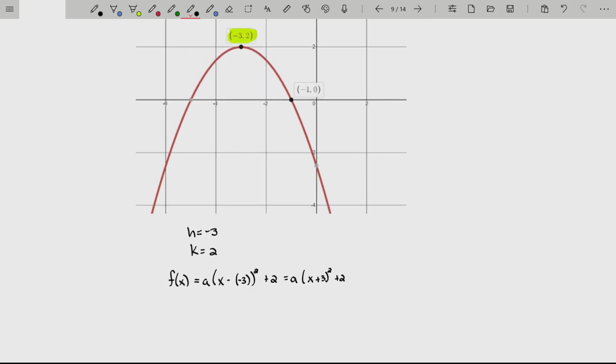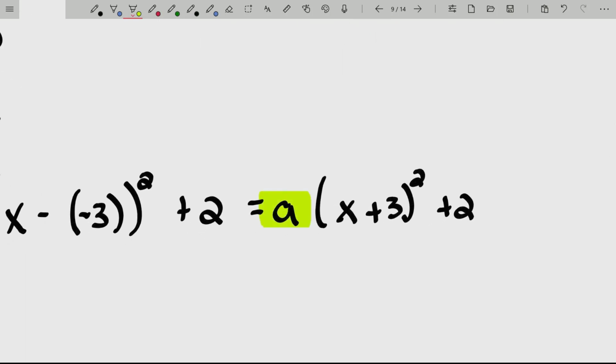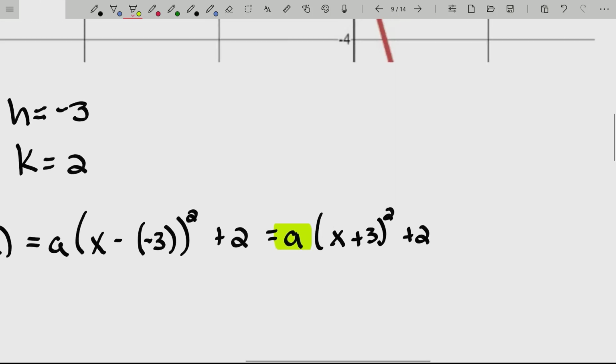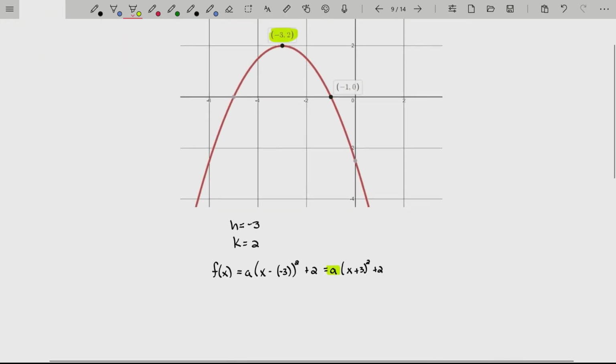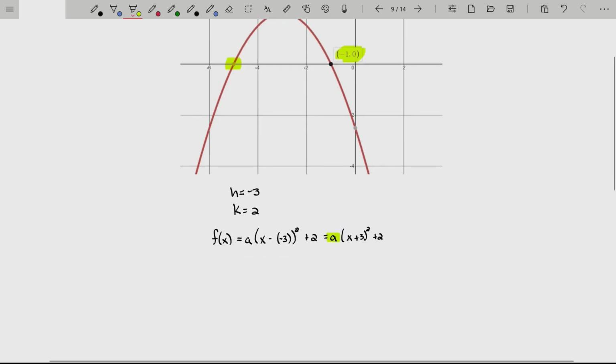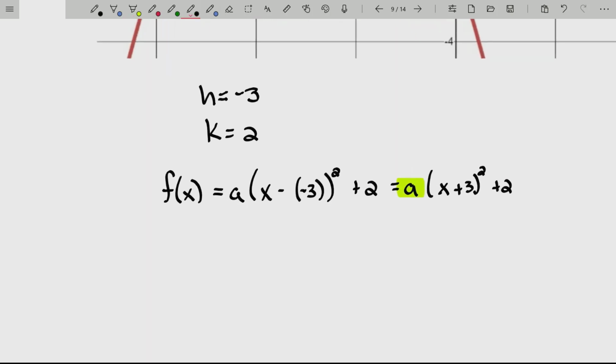Now, I still have one piece I don't know in this quadratic function: the value of a. To find that, I could take any other point on the curve and try to make it an easy point. Luckily, I've labeled one for you: the point at x equals -1, y equals 0. You could also use the point at x equals -5, y equals 0. They'll both give you the same value for a, so there's no harm, no foul if you do that. But I'm going to choose the one I've labeled there. So we're going to let x equal -1 and y equal 0.